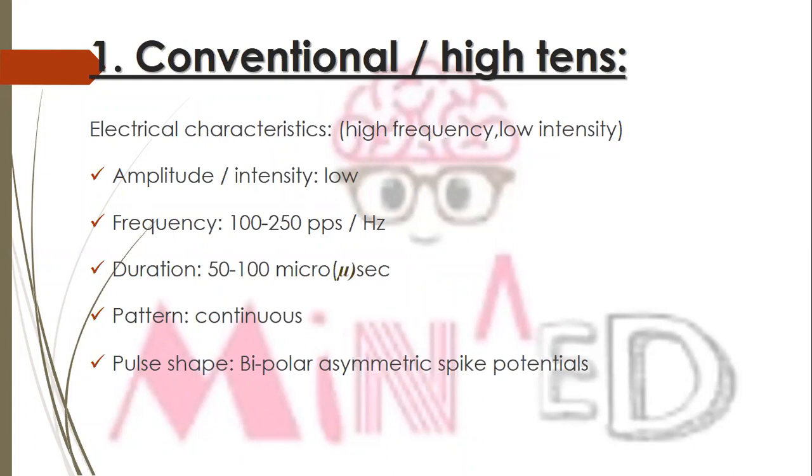The conventional TENS, that is high frequency and low intensity: the amplitude or intensity is low, frequency is 100 to 250 pps, that is pulses per second or hertz, duration is 50 to 100 microseconds, pattern is continuous, and pulse shape is bipolar asymmetric spike potentials.